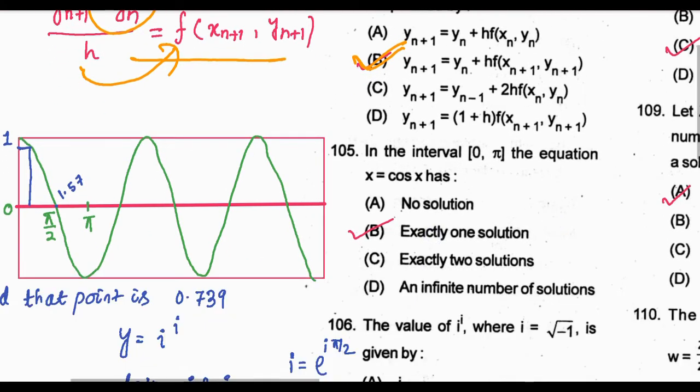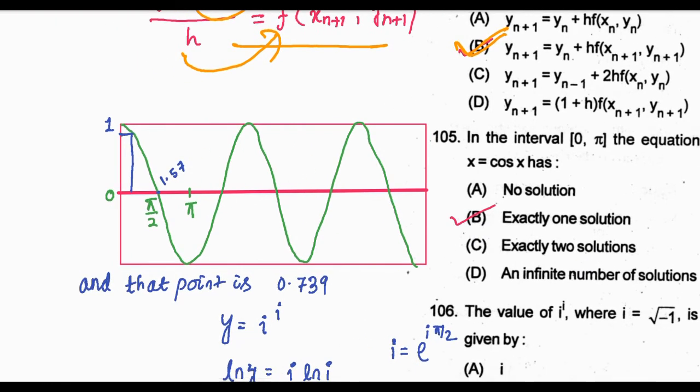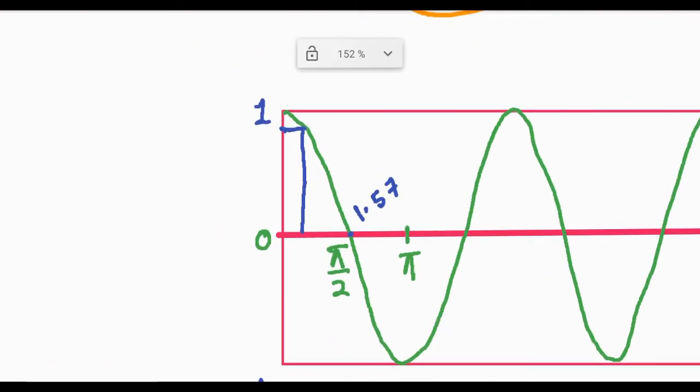Next question is, in the interval 0 to pi, the equation x is equal to cos x has one solution, exactly one solution, exactly two solutions, and infinite number of solutions. So here the equation is given to be x is equal to cos x, and the interval is 0 to pi. So from 0 to pi, here is the cos x, and from 0 to pi, this is the range, and what are we getting for x is equal to cos x, that means here the cos x value is 0, here cos x value is 1. So there is a point between 0 to pi by 2, and what is pi by 2 value in radian? 1.57, and between these values there is a point on the x axis for which x is equal to cos x, and what is that point?